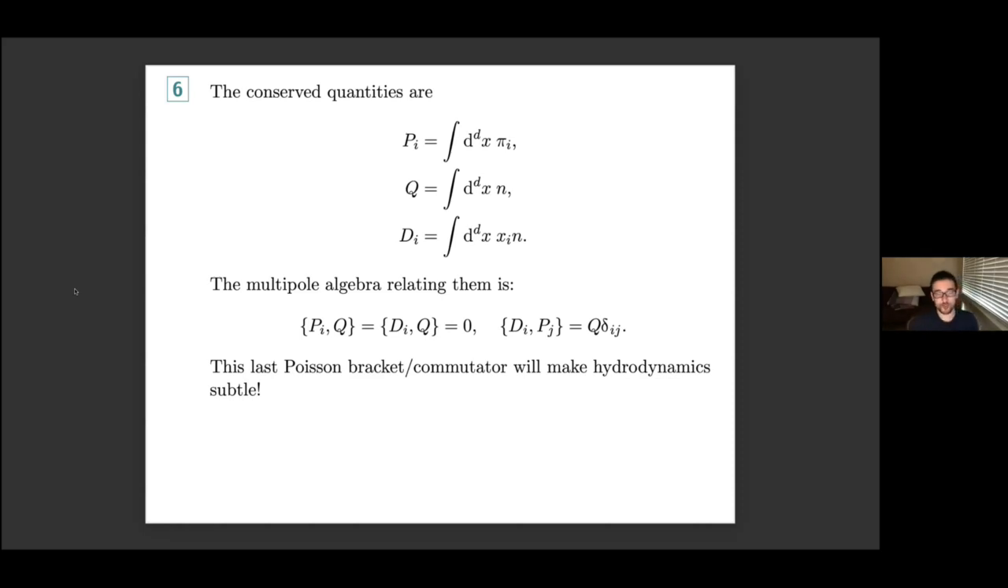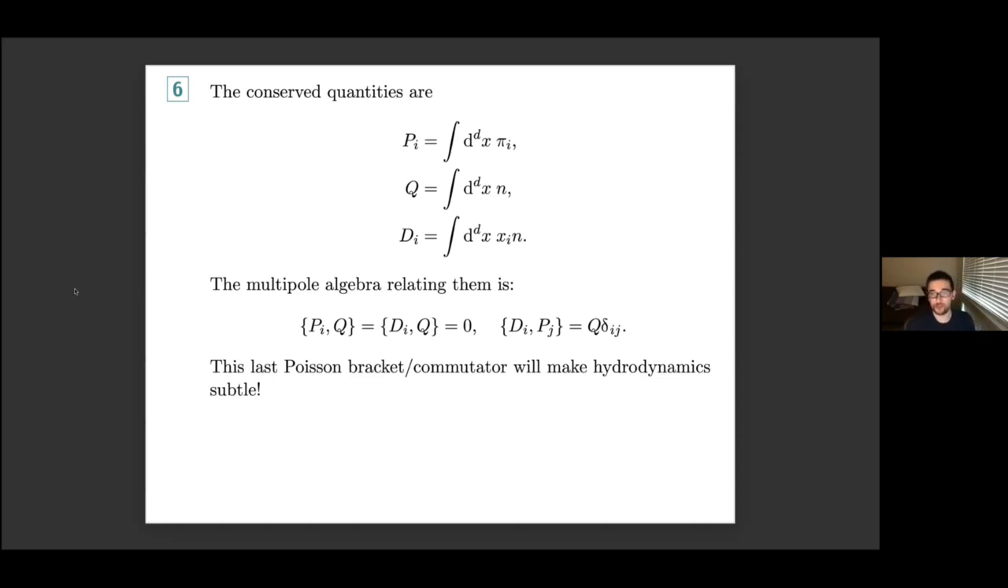The multipole algebra relating these objects tells you that Q commutes with everything, but dipole and momentum do not commute with each other. The commutator of dipole with momentum is proportional to Q. And we should expect that this last non-trivial Poisson bracket is going to make hydrodynamics subtle. It will make hydro particularly delicate, I would say.